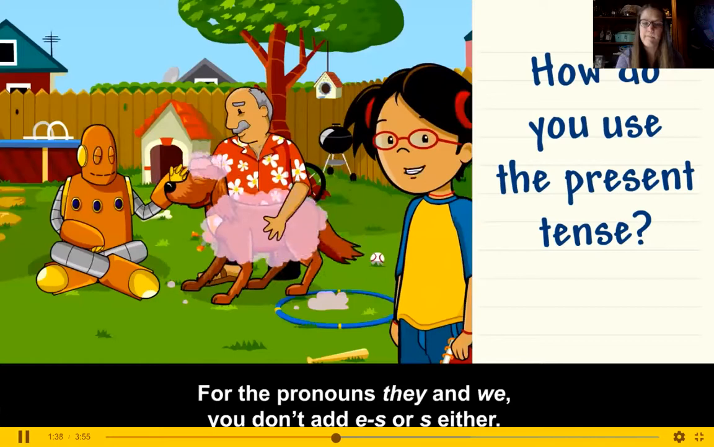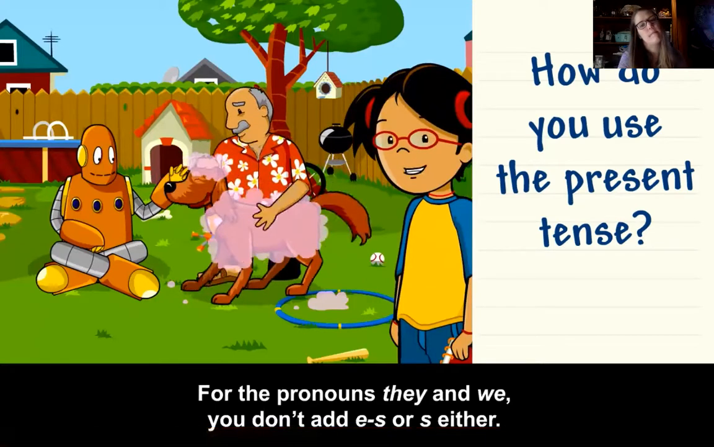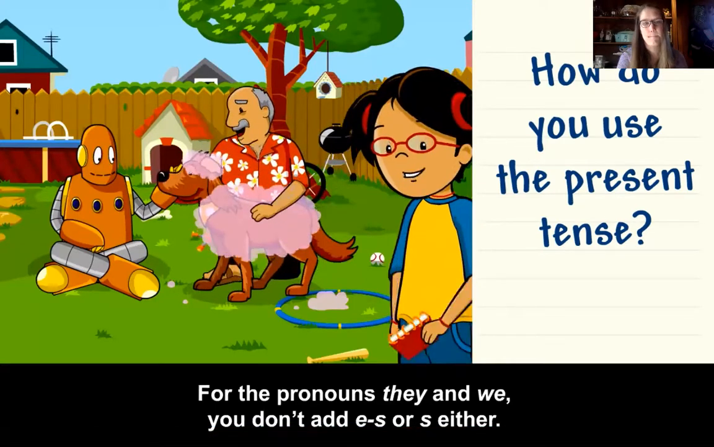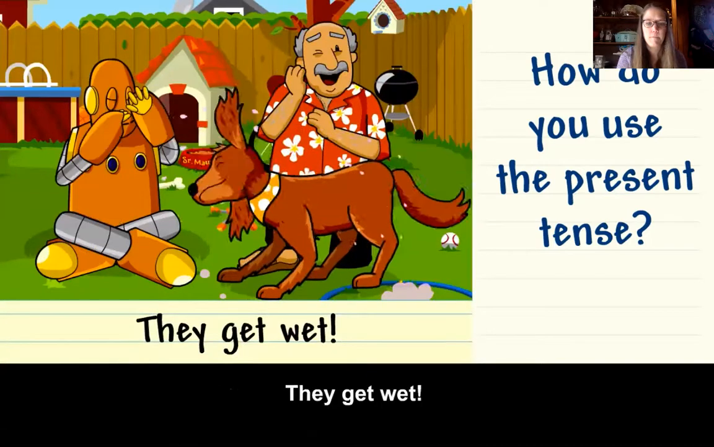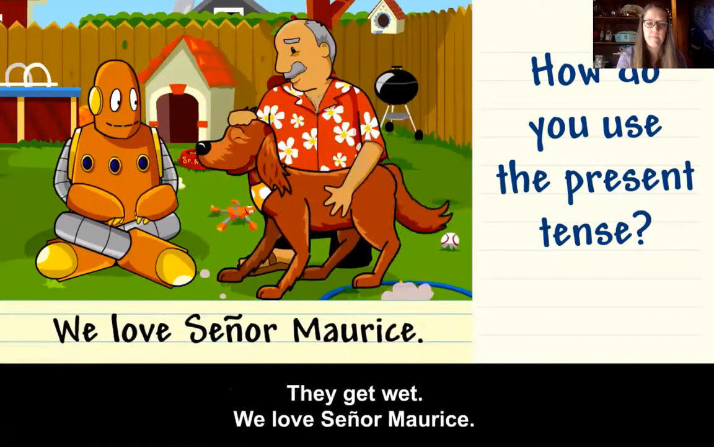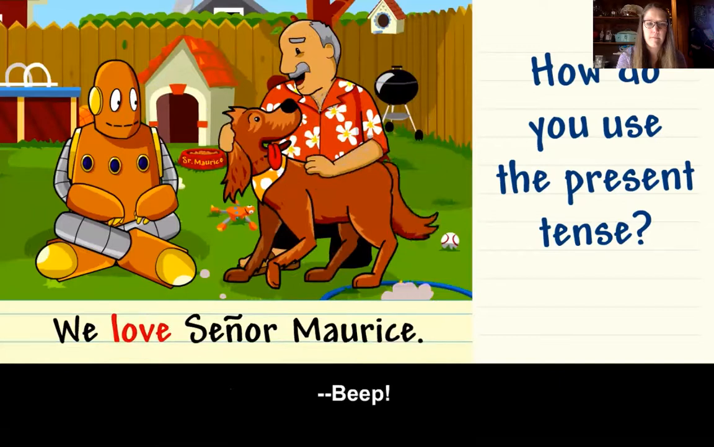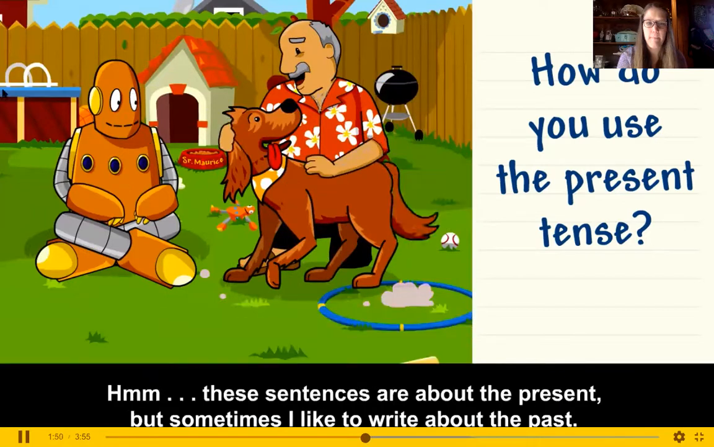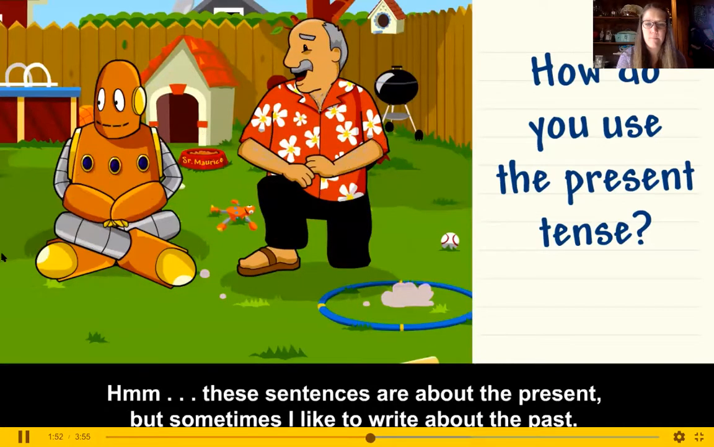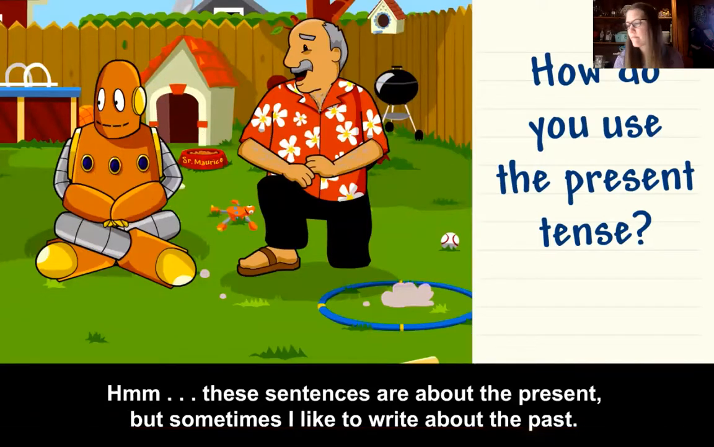For the pronouns they and we, you don't add es or s either. They get wet. We love Senor Maurice. These sentences are about the present, but sometimes I like to write about the past.